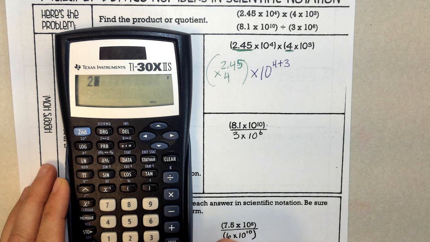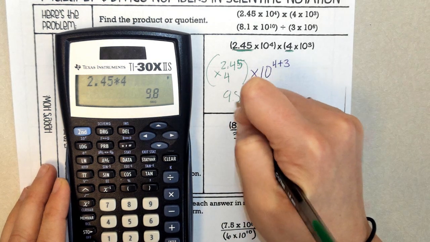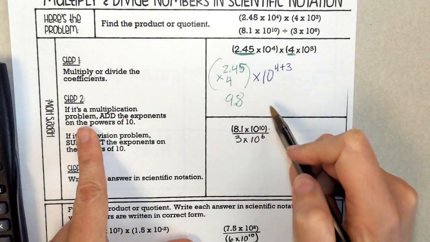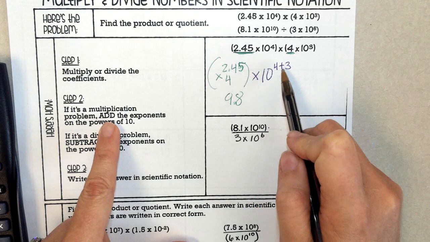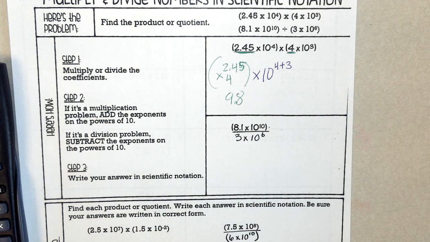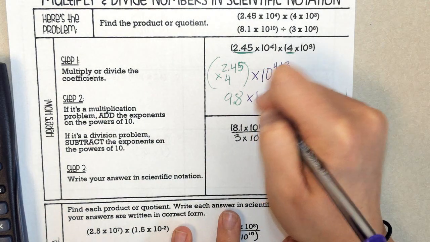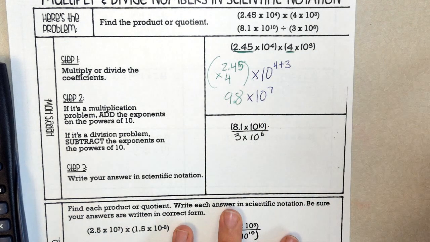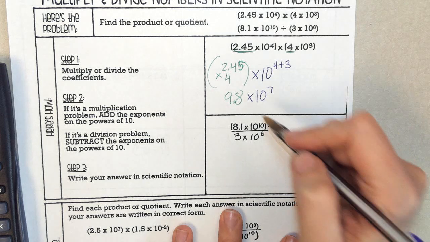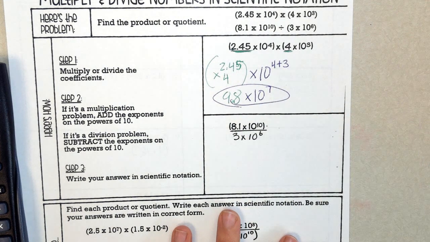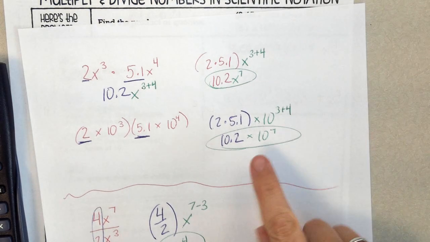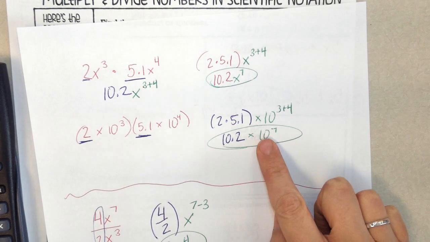So we would do, and I get 9.8. That was that first step. Second step is that if it's multiplication, we add the exponents. So I add my exponents. And then the last one is make sure it's written in scientific notation. This one is written in scientific notation. If you noticed, this answer was not.